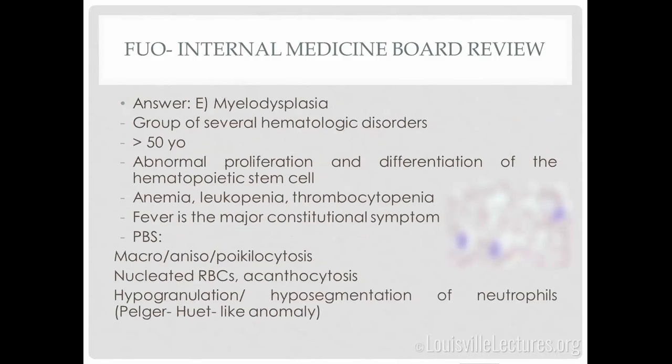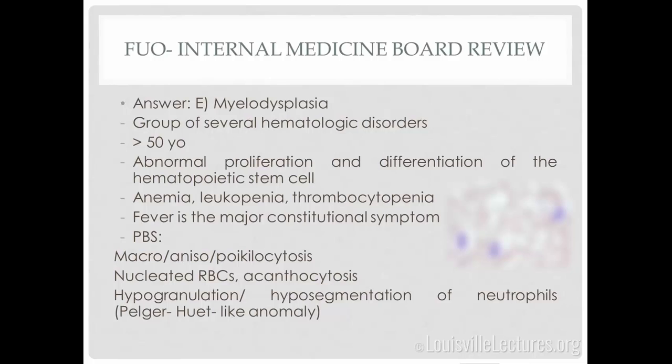So this is myelodysplasia. Myelodysplasia is actually a group of several hematologic disorders, but typically happening in people who are over 50. So you have abnormal proliferation and differentiation of the stem cells. So you can have a constellation of things going on. Anemia, leukopenia, and thrombocytopenia are common. Fever will be the major constitutional syndrome in this case, okay? And what about the peripheral blood smear? So let's break that down.